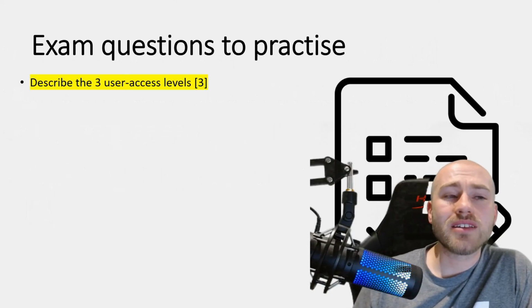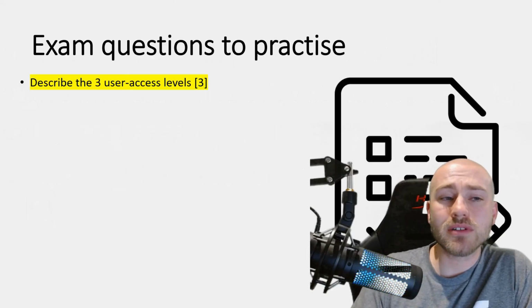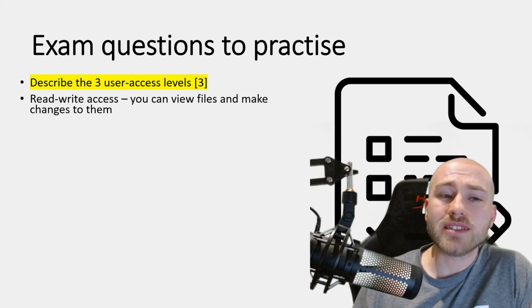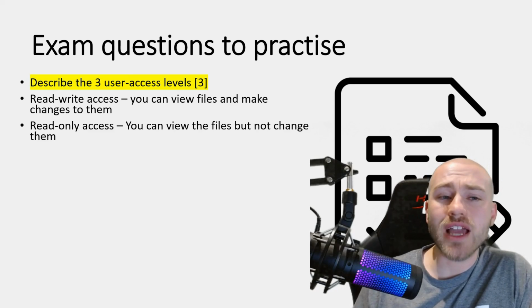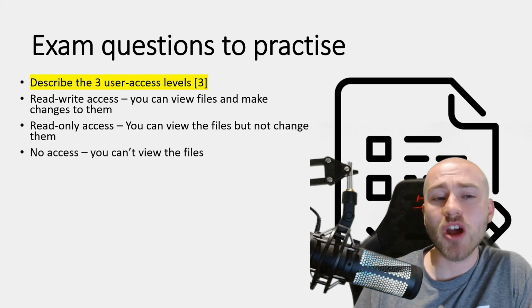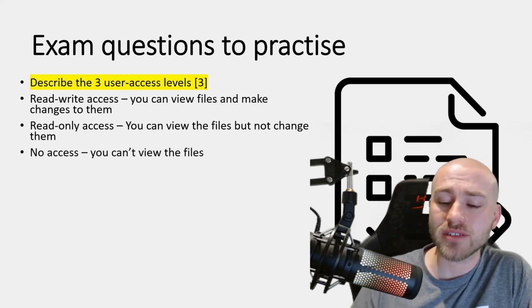Okay, let's go through the answers. So describe 3 user access levels. So we've got read-write access where you can view the files and make changes to them. We've got read-only access where you can view the files but you can't make changes to them. And there's no access where you can't view the files.